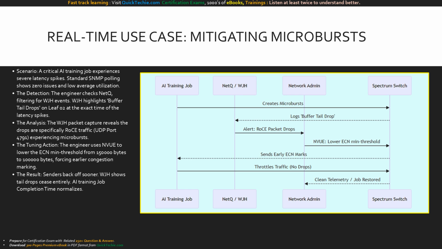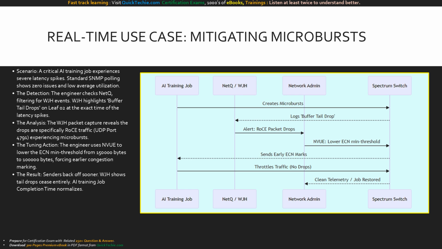So, you turn to NetQ and pull up what just happened. Immediately, WJH flags buffer tail drops on leaf02. The analysis shows the drops are specifically hitting your RoCE traffic on UDP port 4791. You have an incast microburst problem.